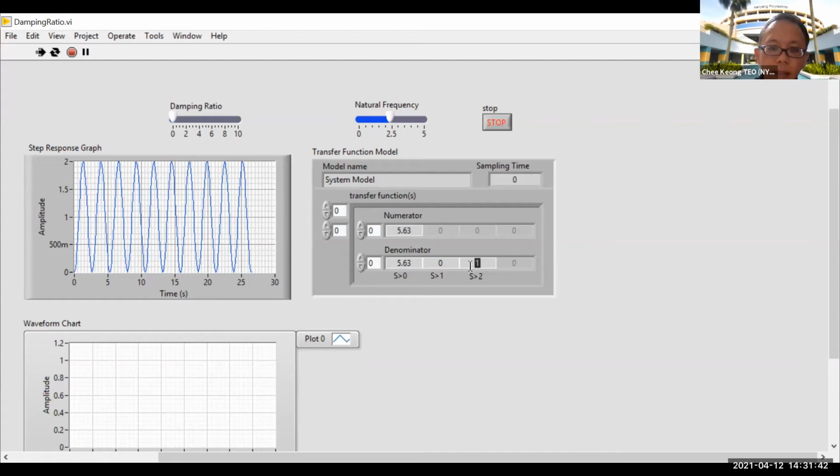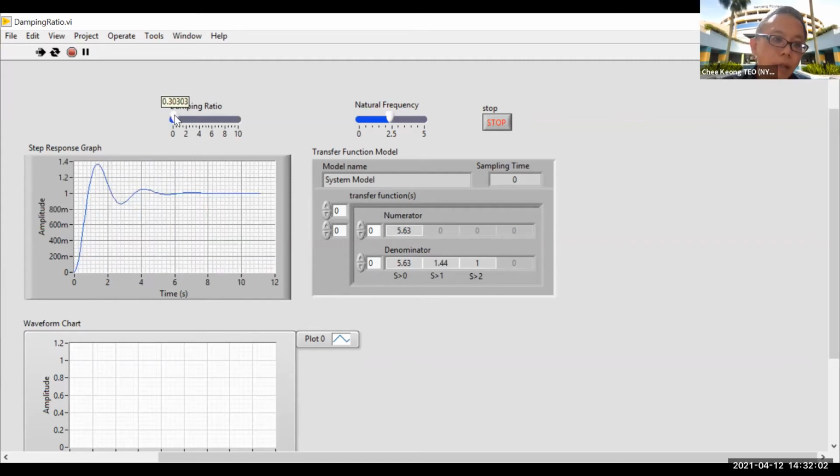This is s squared plus 2 zeta omega n s plus omega n squared, but the zeta is 0, therefore the center term, 2 zeta omega n s, is 0. Remember the generic equation that I showed you just now? This is 2 zeta omega n s. So basically this is the makeup of the whole transfer function.